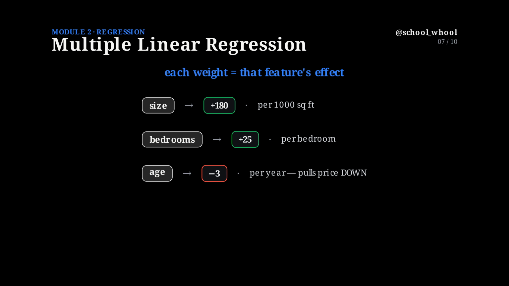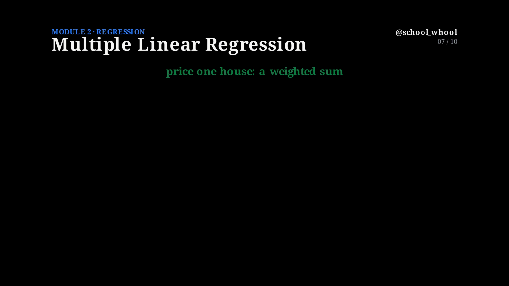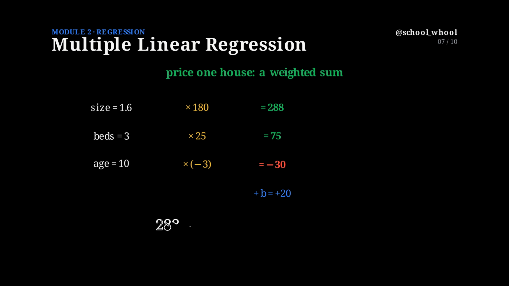Let's price one house. It's 1,600 square feet, has 3 bedrooms, and is 10 years old. Multiply each feature by its weight, then add them up with B. 288 plus 75 minus 30 plus 20. The model predicts $353,000. Here's a nice way to picture it.